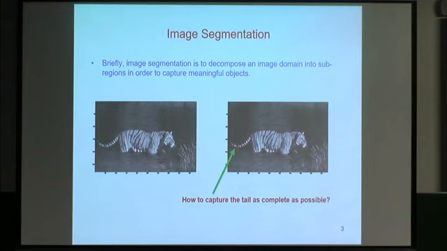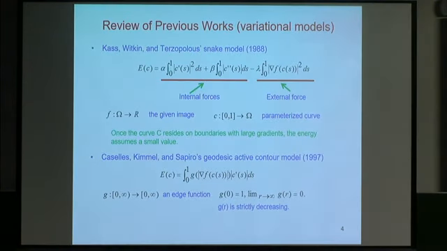If we apply an intensity-based segmentation model with length as the regularization for the active contour, it is very probable that we cannot find the tail, because the tail is, at least at first, broken. Not because of the tiger itself, but because of the intensity, black and white. So how can we capture this tail as completely as possible? If we use those standard models, the result is probably not that good. That's why we would like to discuss Euler elastica.